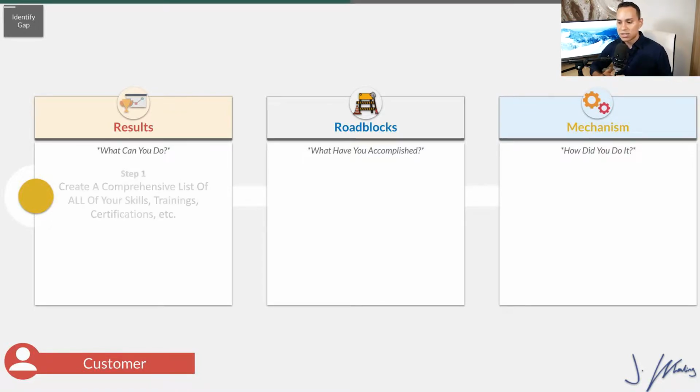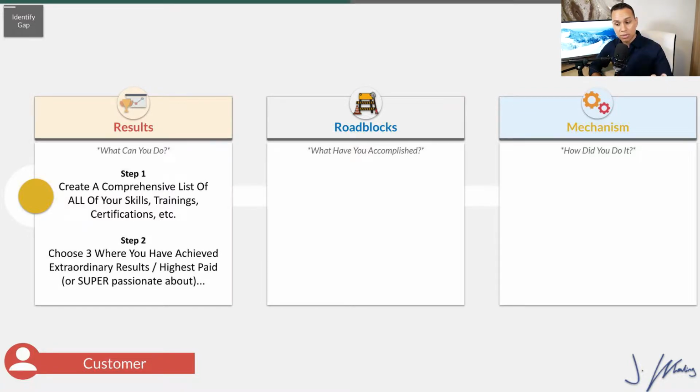So step number 1 is to just create a comprehensive list of all your skills, training, certifications, etc. Then create a brief description of what they are and choose just 3 to move forward with where you have achieved extraordinary results or you've been paid the most. Even if you don't like it, highly paid skills are most likely going to translate into highly paid courses.